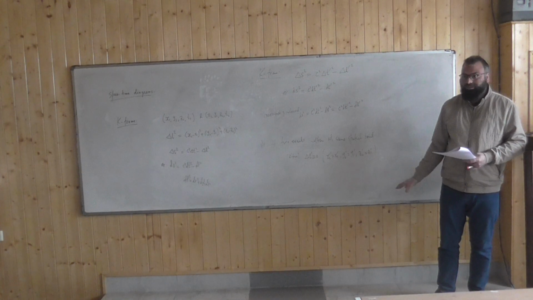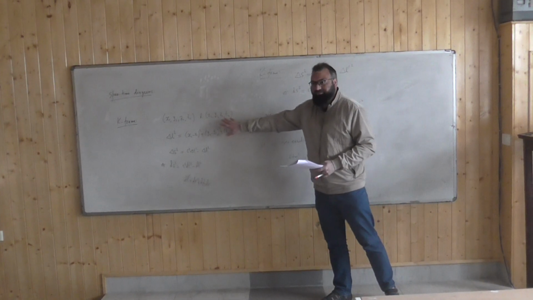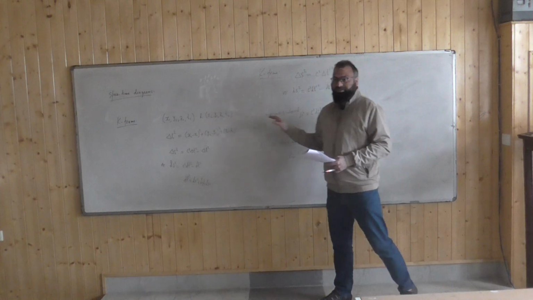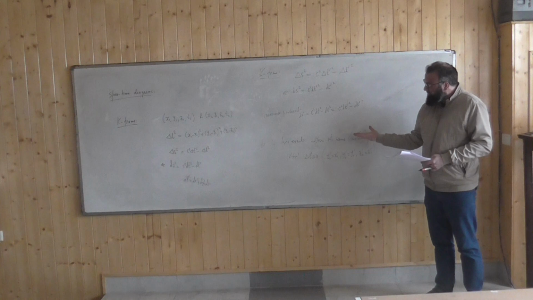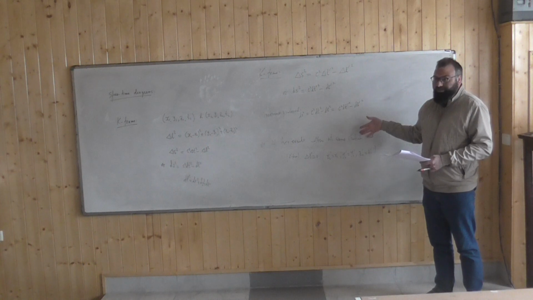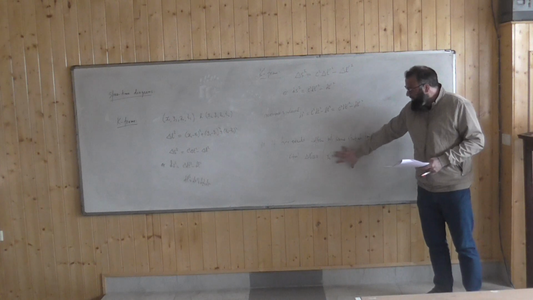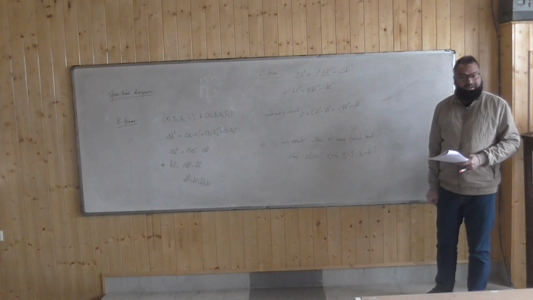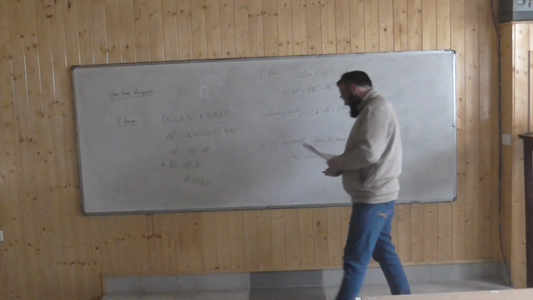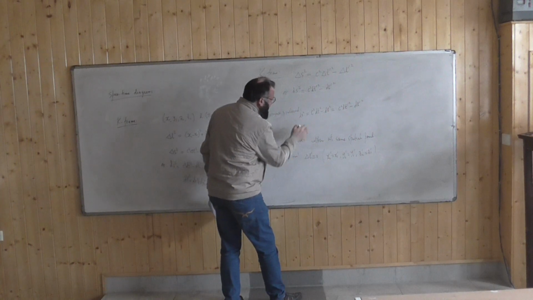So I am having two events that occur in the K frame at different points. But now I observe these events from the K prime frame, a frame that is moving with respect to K, and I assume they occur at the same point. What will happen? What is the nature of these events? Okay, now let's see what we can get.